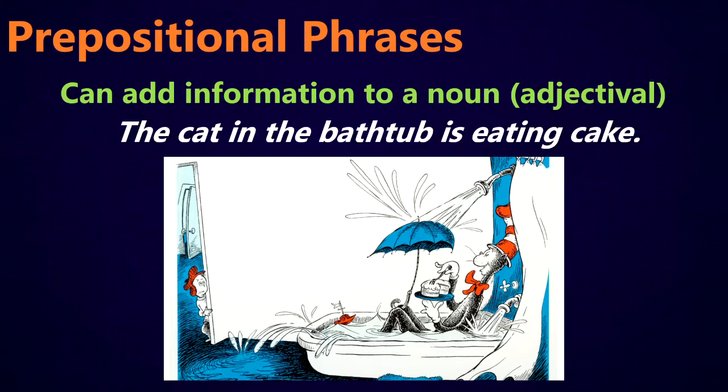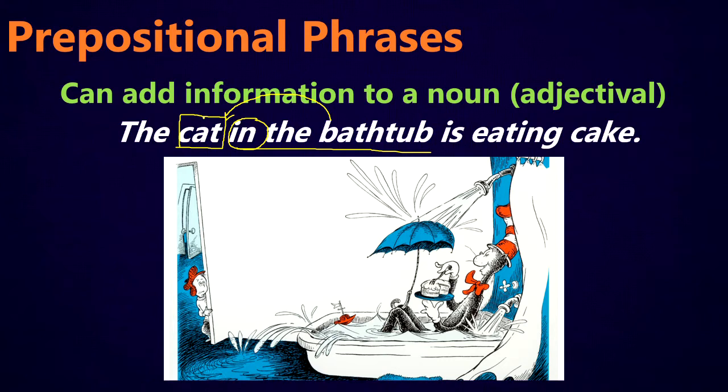For example, if we say the cat in the bathtub is eating cake. So here, cat is the head noun, and this prepositional phrase in the bathtub is describing where the cat is, and in is our preposition. The bathtub is our noun phrase. So the prepositional phrase in the bathtub is describing the noun. So that's the first thing prepositional phrases can do.